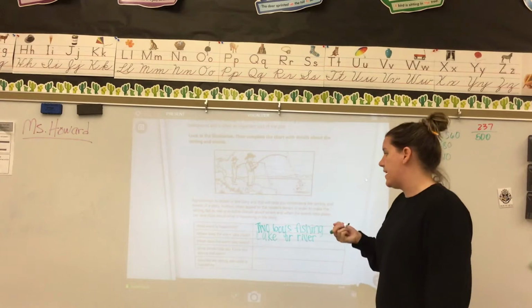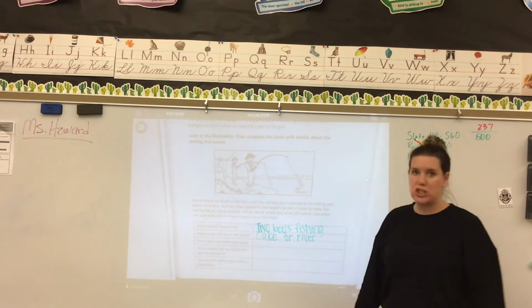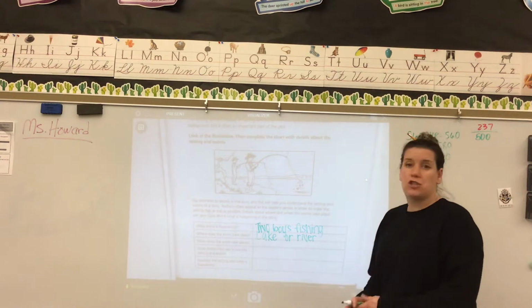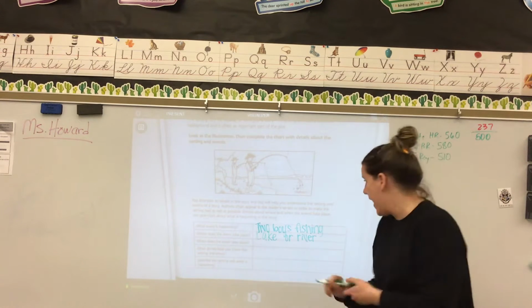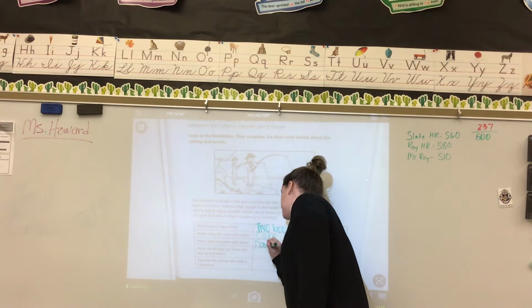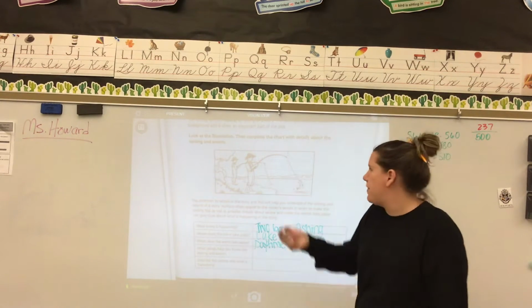The next question says, when does the event take place? Now, sometimes with these types of questions, you have to infer. I didn't read anything, so I'm not quite sure when it's taking place. I'm going to guess it's during the day. So I'm going to write daytime, because I know that they're probably not fishing at night.